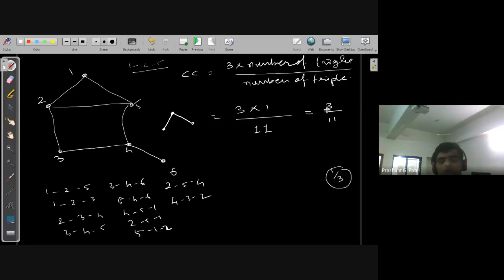Now why do we have to care about clustering coefficients, and why are they important? The clustering coefficient is interesting for several reasons. It is a measure of the degree to which nodes in a graph tend to cluster together. So it tells how clustered the graph is, and evidence suggests that in most real world networks, in particular social networks, nodes tend to create tightly knit groups characterized by a relatively high density of ties.